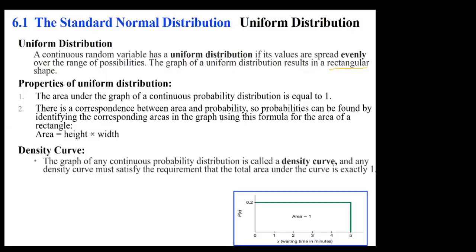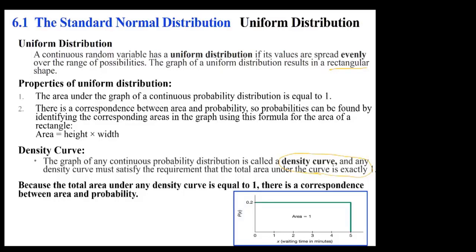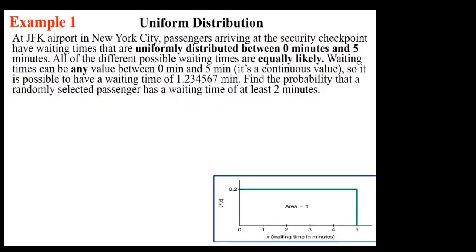The graph of any continuous probability distribution is called a density curve, and any density curve must satisfy the requirement that the total area under the curve is exactly 1. Density curve, area is 1. So because the total area under any density curve is equal to 1, there is a correspondence between area and probability.